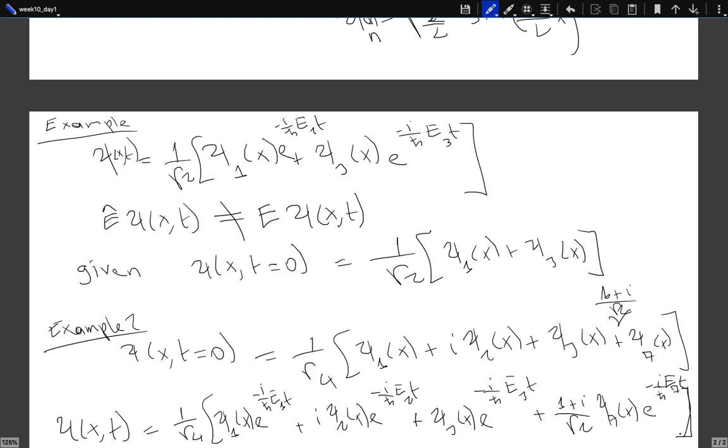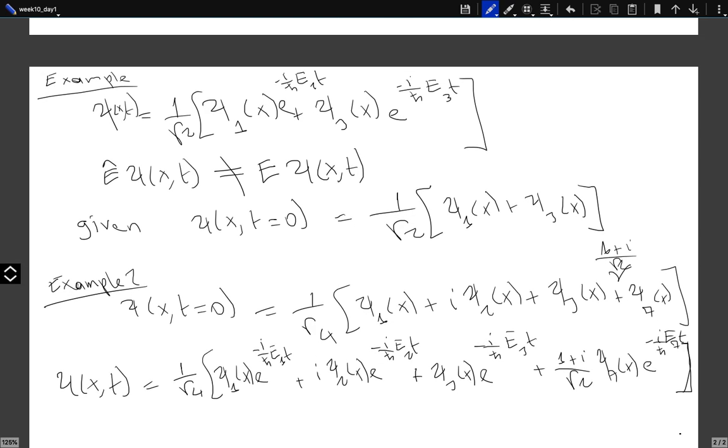So if I am to find the wave function at an arbitrary time, I should know the wave function at some other time. How do you prepare your system? If I know how I prepare my system, I can determine the wave function at some later time.